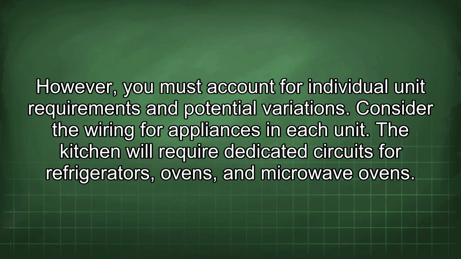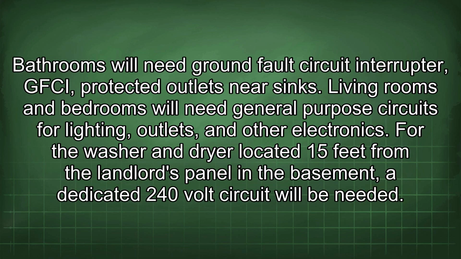Consider the wiring for appliances in each unit. The kitchen will require dedicated circuits for refrigerators, ovens, and microwave ovens. Bathrooms will need ground fault circuit interrupter, GFCI, protected outlets near sinks. Living rooms and bedrooms will need general-purpose circuits for lighting, outlets, and other electronics.